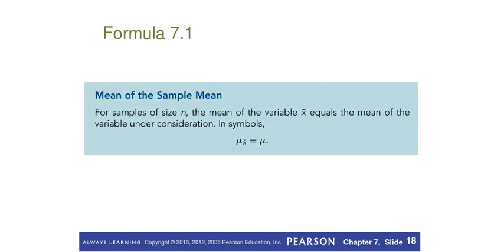Well, for the mean of the sample mean, for all samples of size n, the mean of the variable x bar, in other words, the mean of all of the possible sample means that we could take, will be exactly equal to the population mean itself. And we showed that earlier on with our group that had to be true.